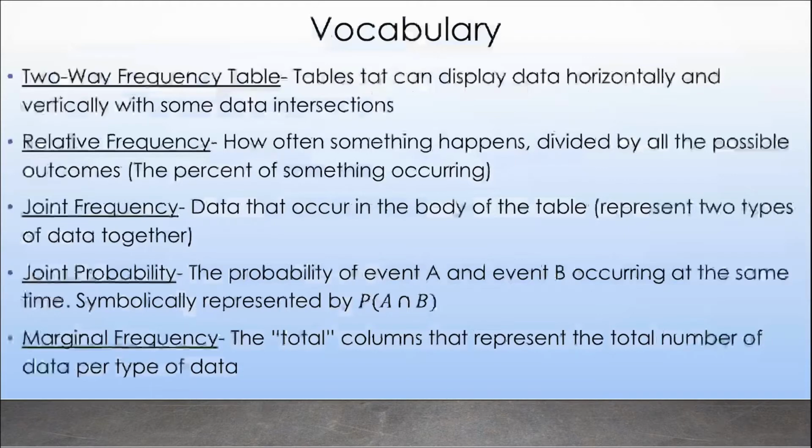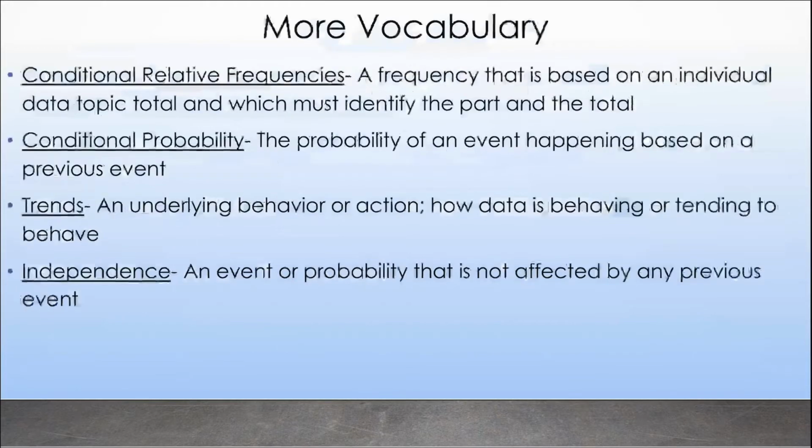Marginal frequency is the total columns that represent the total number of data per type of data. Conditional relative frequencies are frequencies based on an individual data topic total, in which you must identify the part and the total. Conditional probability is the probability of an event happening based on previous events. Trends are an underlying behavior or action. It's how data is behaving or tending to behave. And independence is an event or probability that is not affected by any previous events.